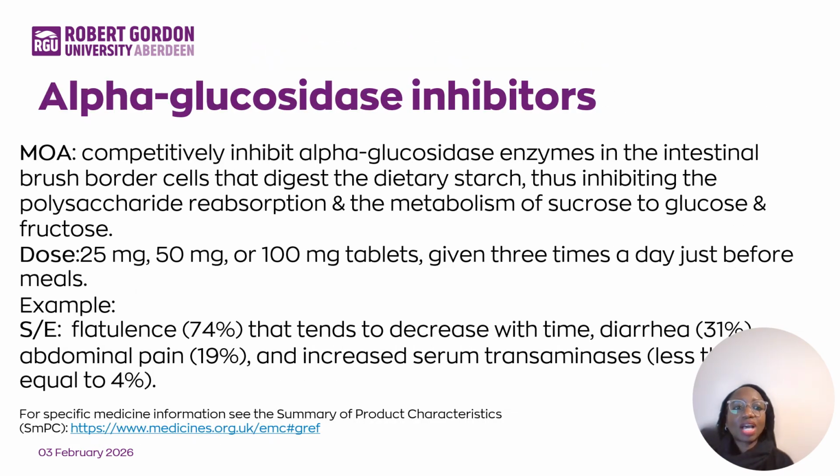Okay, and then we'll move on to the alpha glucosidase inhibitors, and these act by competitively inhibiting alpha glucosidase enzymes in the intestinal brush border cells that digest the dietary starch, thus inhibiting the polysaccharide reabsorption and the metabolism of sucrose to glucose and fructose. So they act in the gut.